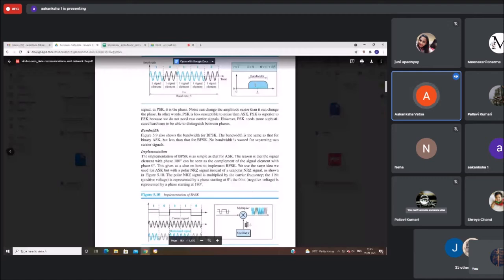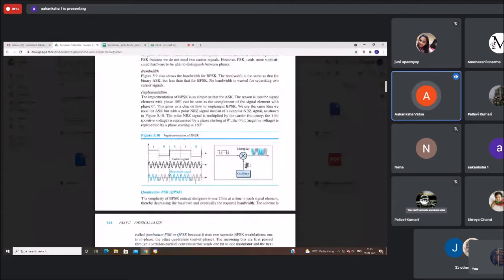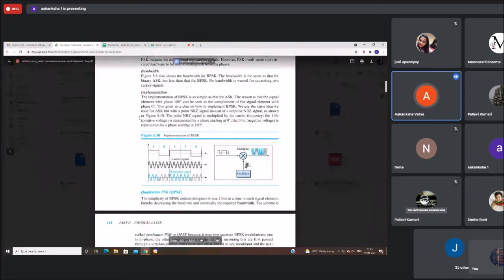So implementation for BPSK: the reason is that the signal element with phase 180 degree can be seen as a complement of the signal element with phase 0 degree. So what you are doing is you're just changing the phase and you're taking the complement of the signal element. So this gives us a clue on how to implement binary phase shifting. We can use the same idea we use for ASK with polar NRZ signal instead of unipolar NRZ signal. So in case of ASK, we use unipolar NRZ signal, but now we'll be using polar NRZ signal for binary PSK. So you can see in figure 5.10, polar NRZ signal is multiplied by the carrier frequency.